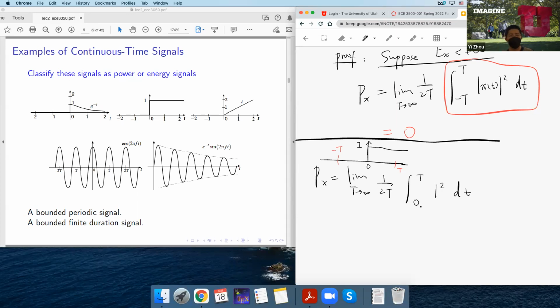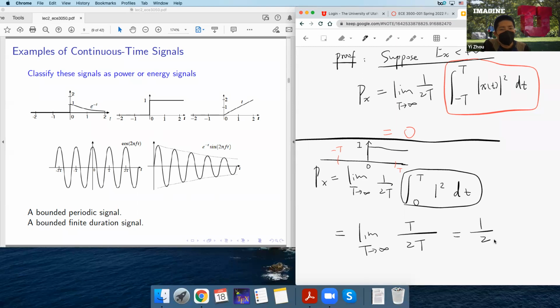So this is a real signal, a very simple example. Work this out: the integration of 1 dt gives capital T. So this is capital T divided by 2T. Then you can conclude that this limit exists and equals 1/2. So the power is 1/2.